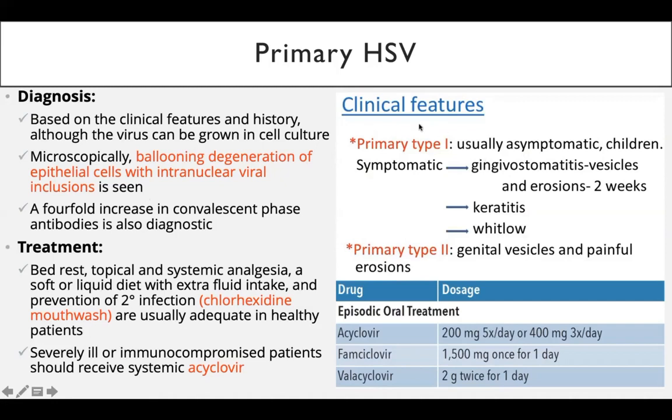The clinical features for this primary type 1 are important because it is usually asymptomatic, found in children, limited to 2 weeks, and it causes gingival stomatitis. Why are we studying primary HSV under oral infection? Because it causes gingival stomatitis, usually in children, where there are vesicles and erosions, limited up to 2 weeks. Treatment is acyclovir, this is the dosage, 400 three times a day.